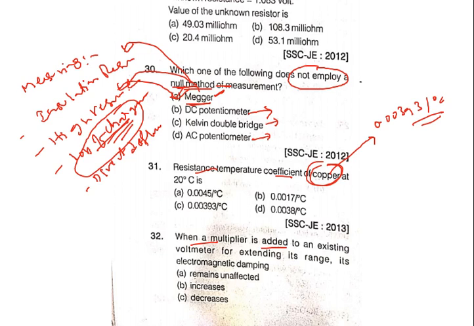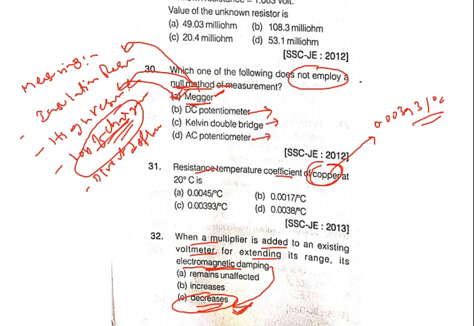Next one, when a multiplier is added to an existing voltmeter for extending its range, its electromagnetic damping, very important. When a multiplier is added to an existing voltmeter for extending its range, its electromagnetic damping will decrease. Important point, this is a repetitive question. If they ask, deflection torque will increase, but damping will decrease here.